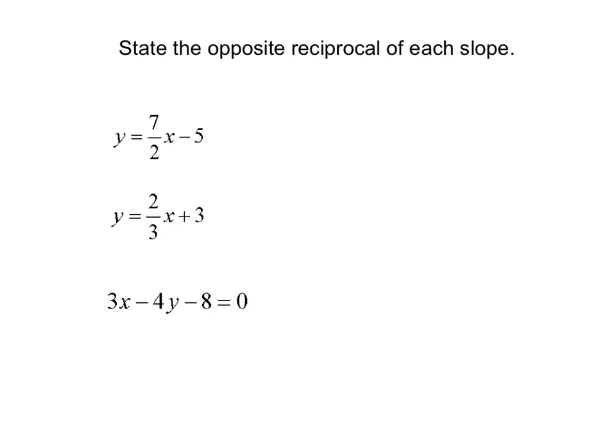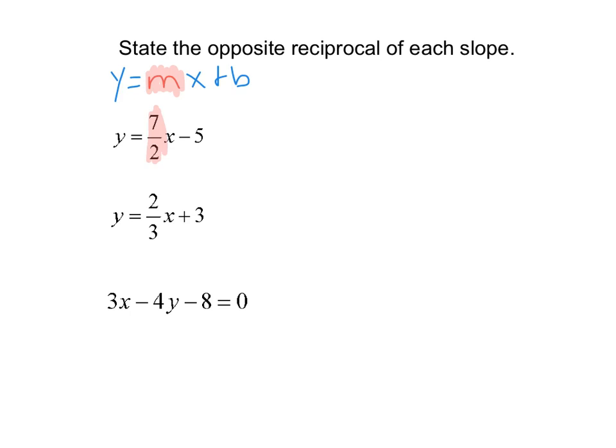Okay, so now we're going to do the exact same thing, except we're just going to take the slopes from our equation. So if we look at the first one, just remember we're looking at y equals mx plus b, where m is your slope. So if we look at the first one, 7 over 2x minus 5, the 7 over 2 is our slope.